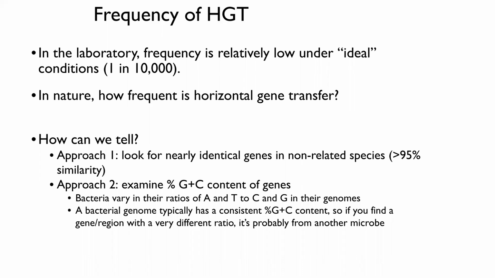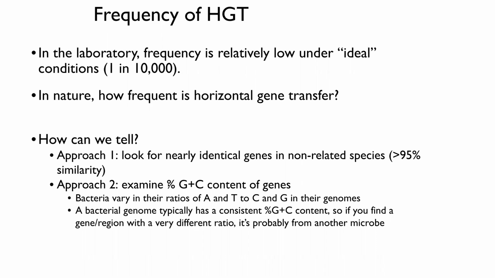So the first one, we can actually look for identical genes in non-related species, or we can examine what we call the G and C content. Now, if you remember back to your first science class for how DNA works, adenine binds with thymine in your DNA, and guanine binds with cytosine in your DNA. And by looking at the percentage of your genome that is G plus C, you can look at where things are from, because if you have genes all from one bacteria, the percentage of the DNA that is G plus C is pretty consistent.